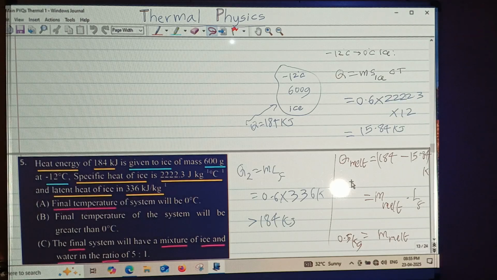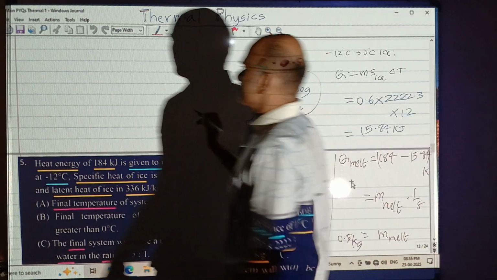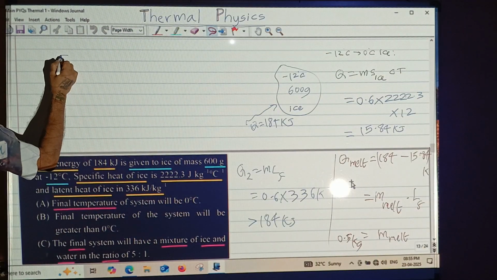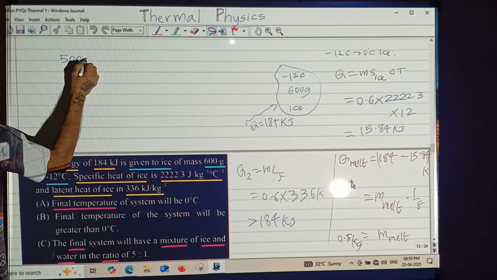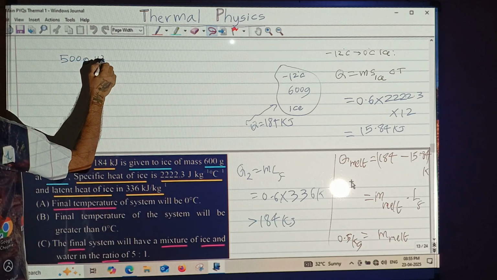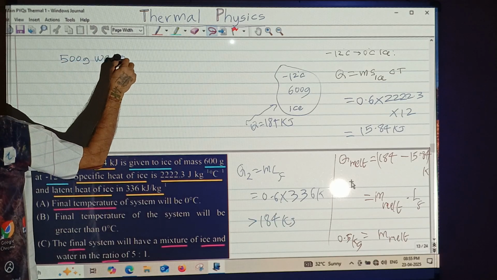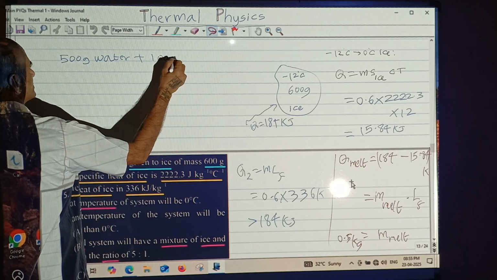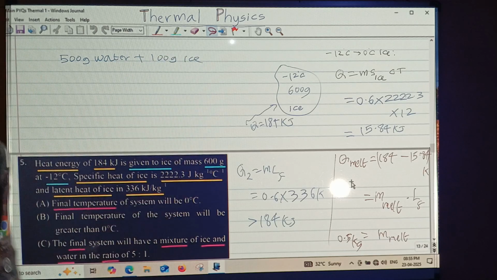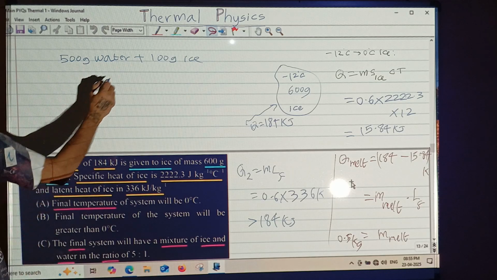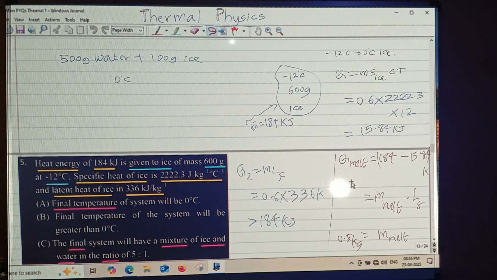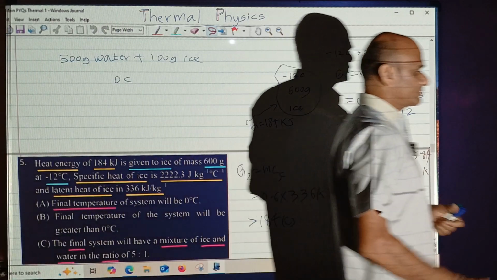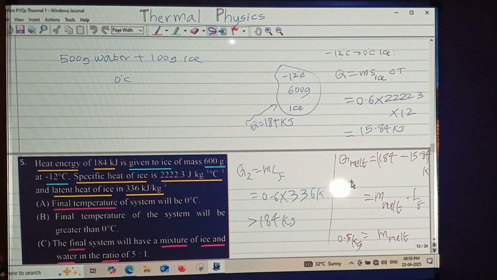So the final state will be 500 grams has melted. So it will be 500 grams of water, that's liquid, plus unmelted ice, which is 100 grams. And the temperature of the mixture of solid and liquid is the melting temperature, which is 0 degrees Celsius. So final temperature is 0 and the mixture is 100 grams of ice and 500 grams of water.